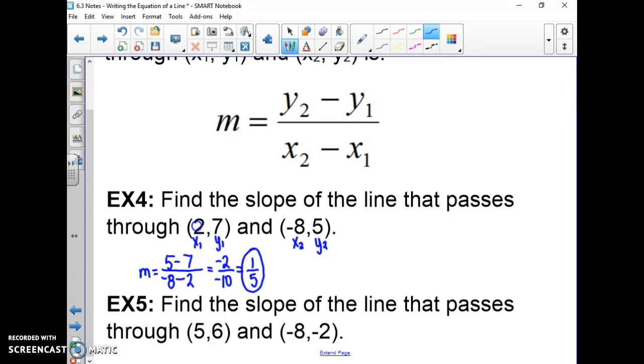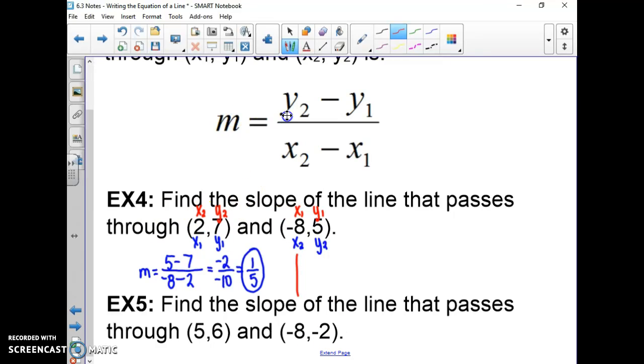Now I want to show you that it doesn't really matter which one you let be x1, y1 and which one you let be x2, y2. So let's do the same problem again, a different way, and we'll see we get the same answer. Let's say I'm going to let this be x2, y2, and this is going to be x1, y1.